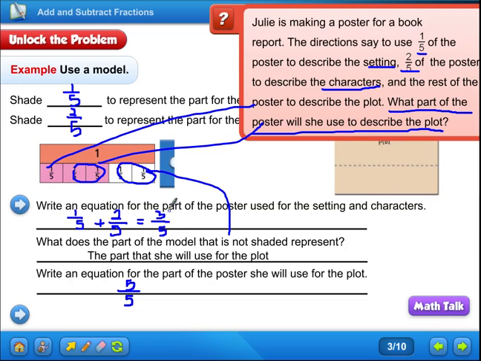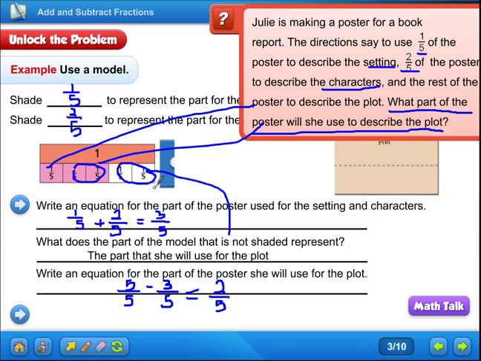We figured that out right here. She's using 1/5 for the setting, 2/5 for the characters. So that's 3/5. So we're going to have to subtract 3/5 because that's what she's already using. She's using this up right here, right? So what does she have left for the plot? She has 2/5.